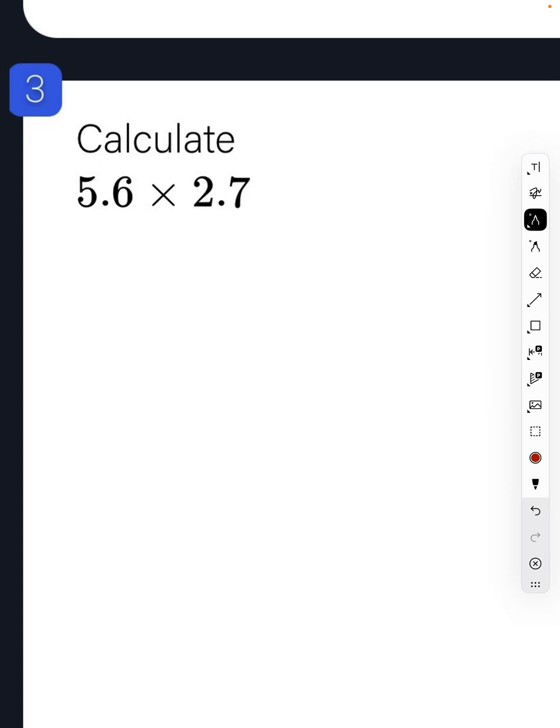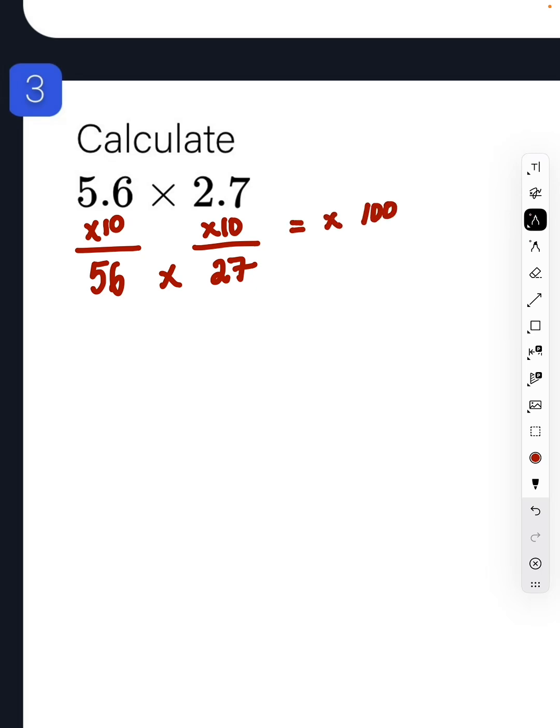To begin with, firstly, I'm going to make both my numbers a whole number. I'm going to times this by 10, which makes it 56. If it was 2 decimal places, I would have times it by 100. Again, 1 decimal place, I'm going to times it by 10, becomes 27. So what I've done is I've increased the value of my numbers. 10 times 10, that is 100 by 100. So remember that when we are working our question out.